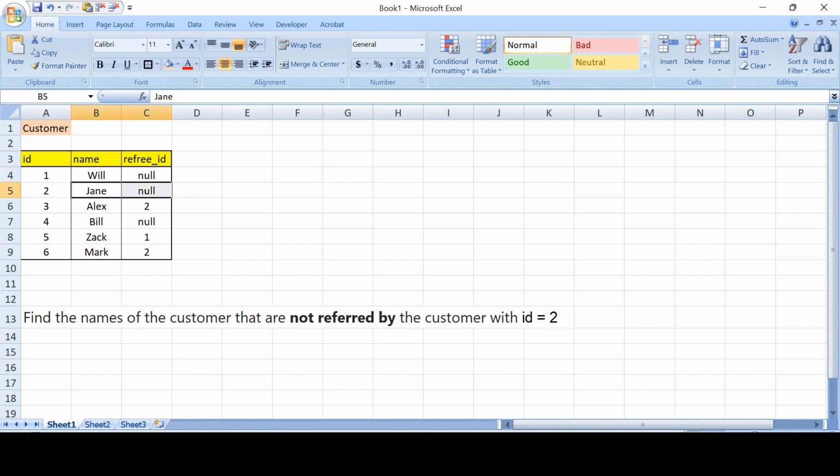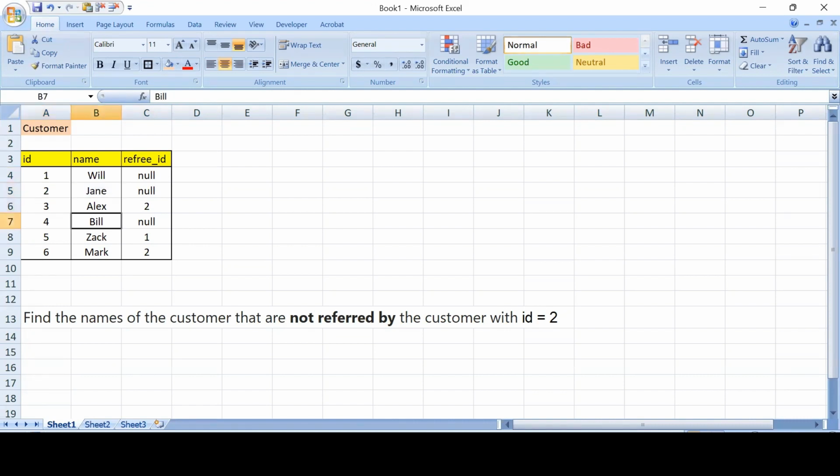Jane again was not referred by anyone. So the referee ID again is null. Alex here was referred by ID number 2. So we can map it from this table itself as to who referred Alex. As you can see, Alex's referee ID was 2. So who has the ID 2 in this table? Jane. So Jane has referred Alex here. Do you understand the mapping now?